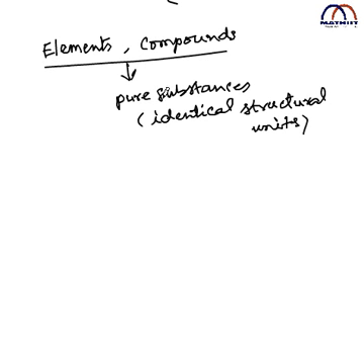I am telling you this because the next part of matter which I am going to discuss, mixtures, is not considered a pure substance. It is because it does not contain all identical structural units. Structural units means that with which it is made up of. All those structural units are not identical, not the same. That is why it is called a non-pure substance. How to define a mixture? Let us see the definition of mixture.